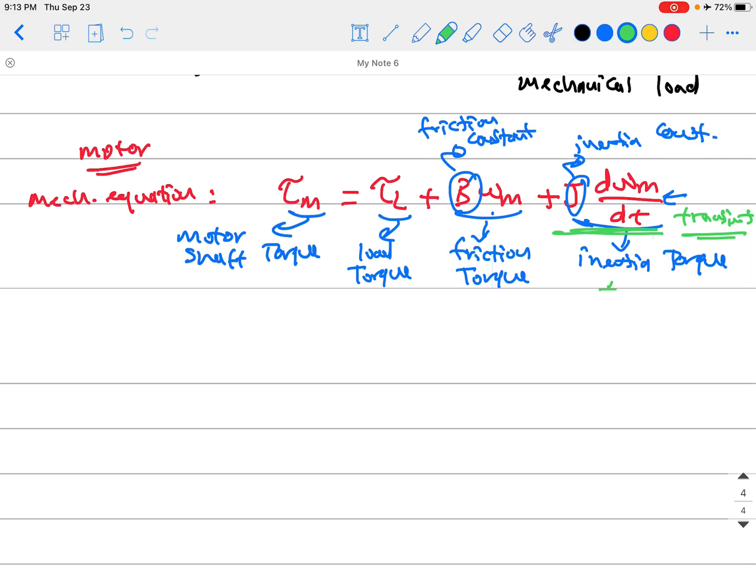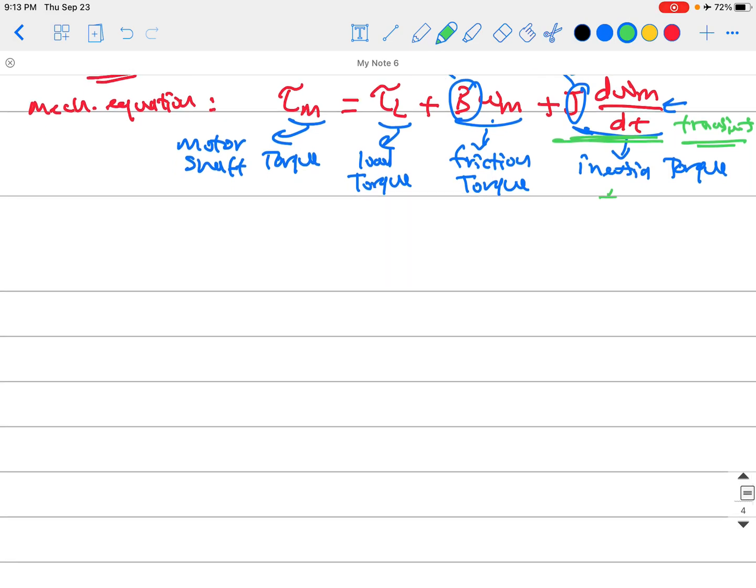But at the starting point, you have this term because the load was just at zero speed and you're now trying to make it rotate. So you're changing its speed, so you will have a value for d omega by dt. So this mechanical equation, guys, you'll find for any kind of a motor. It's not just for DC motors, but you'll find it for any kind of a motor.